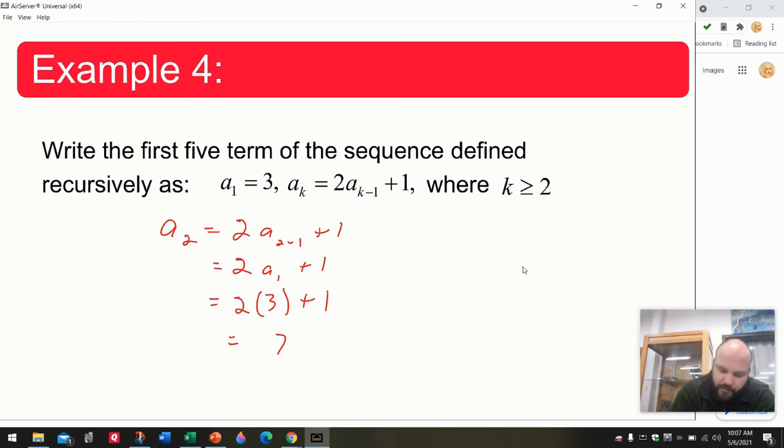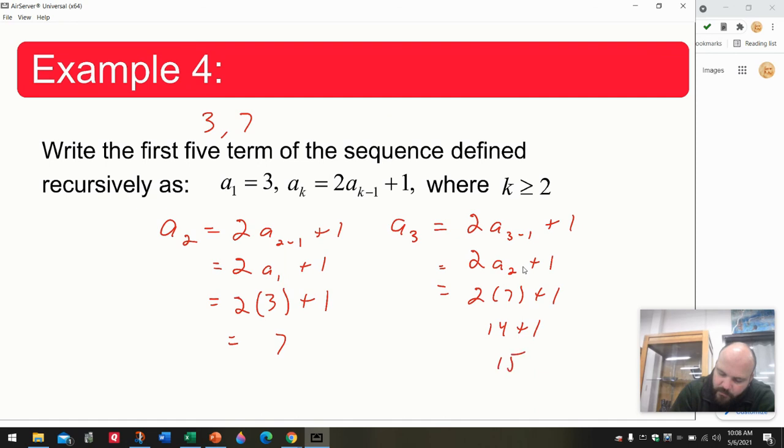So we started with 3, and now we have 7. Now if I want to find the next term, a sub 3, that's equal to 2 times a sub 3 minus 1 plus 1, which is a sub 2 plus 1. So a sub 3 minus 1 becomes a sub 2. So I need to know what a sub 2 is to figure out the next term. Well, we just figured out a sub 2. A sub 2 is 7. And so we can substitute in a 7 right there. 2 times 7 plus 1. That's 14 plus 1, which is 15. So the next term is 15.